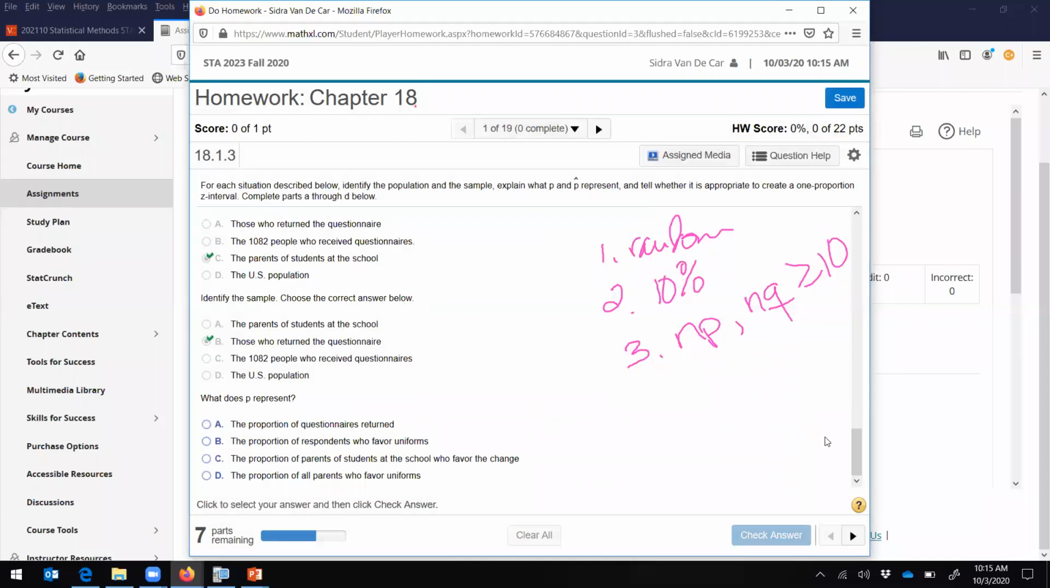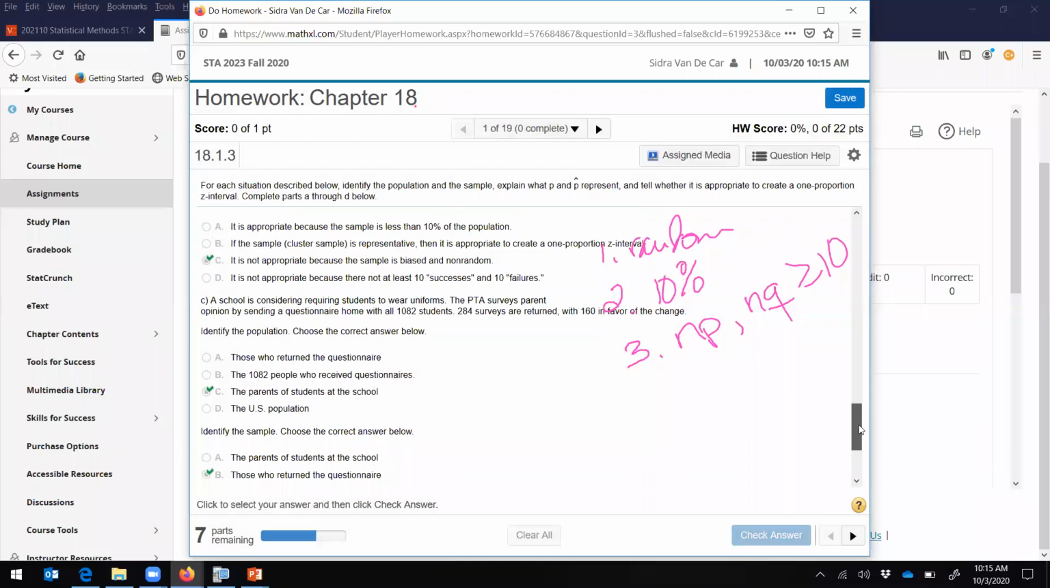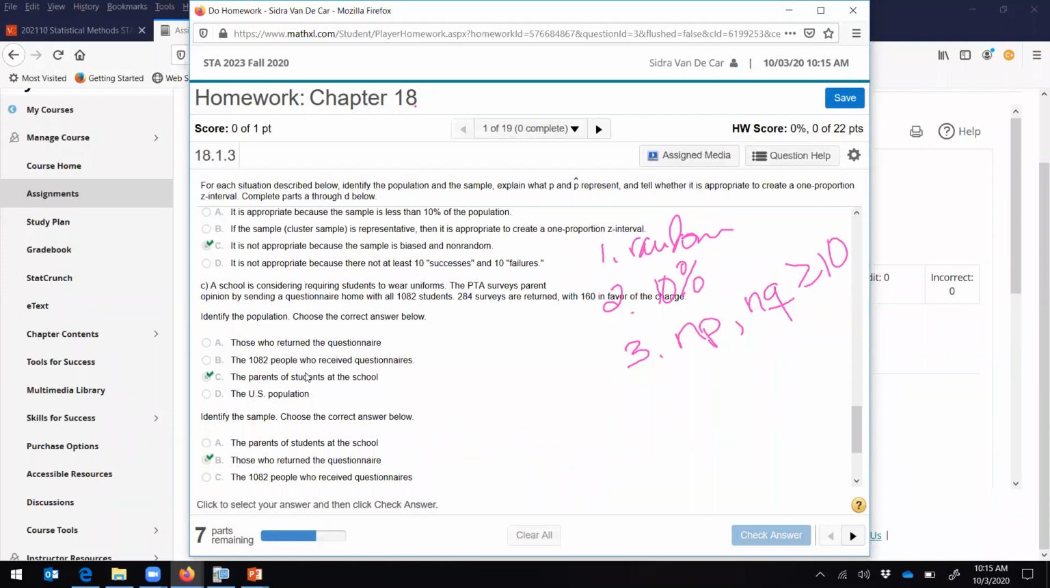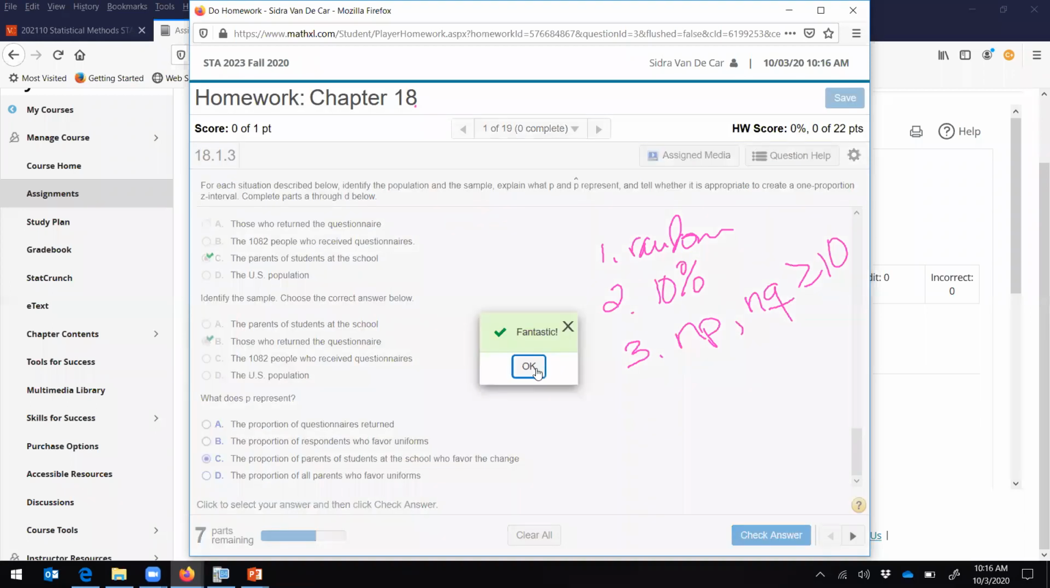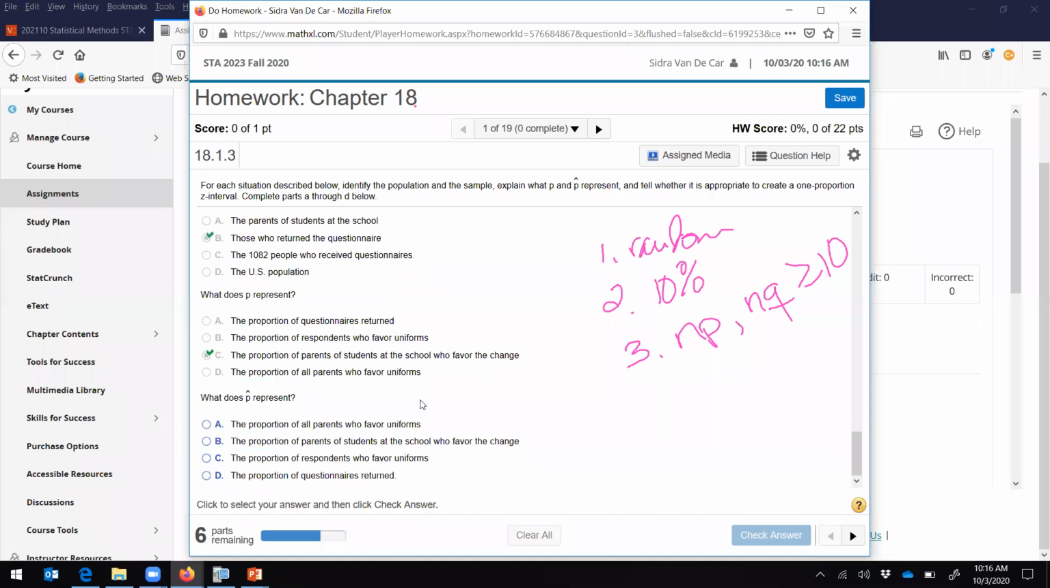What does p represent? I'm trying to get a proportion of the population, so parents at the school, who favor wearing uniforms. Oh, no, parents and students at the school. And then what does the p hat represent? That's on the sample. So that's the proportion of the people who returned the survey who favor uniforms, of respondents who favor uniforms.